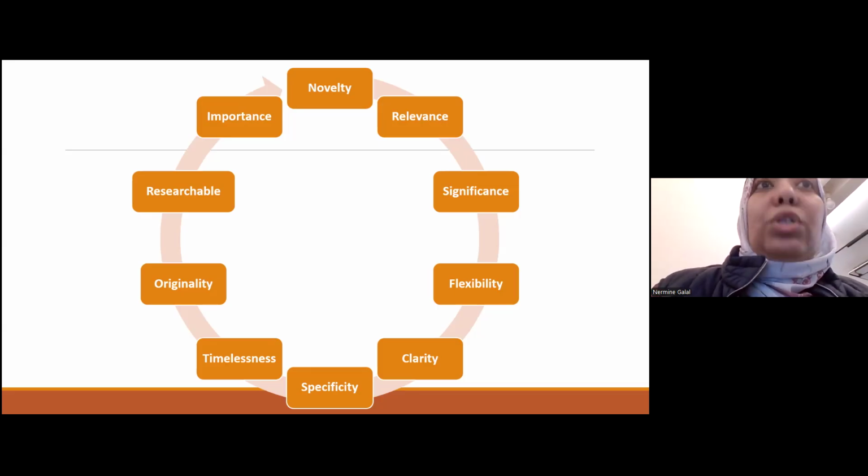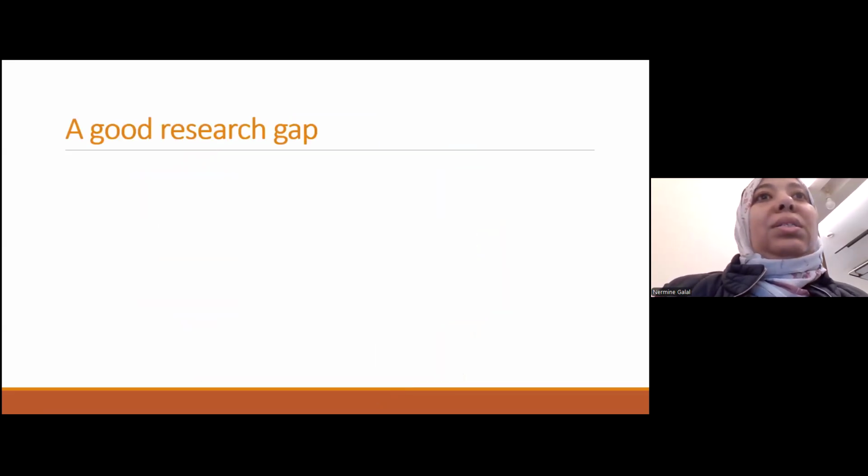Originality: the idea itself is original. It doesn't have to be 100% original on the conceptualization level, but 100% original in how you tackle the whole thing. Researchable: you can really research it. Don't set an idea where you don't have access to the population where you can implement it. Don't set a research idea that you cannot really penetrate into the environment. And importance: it is of importance to the general readers who would find interest in even developing it further into other research ideas. So let's quickly skim through them.